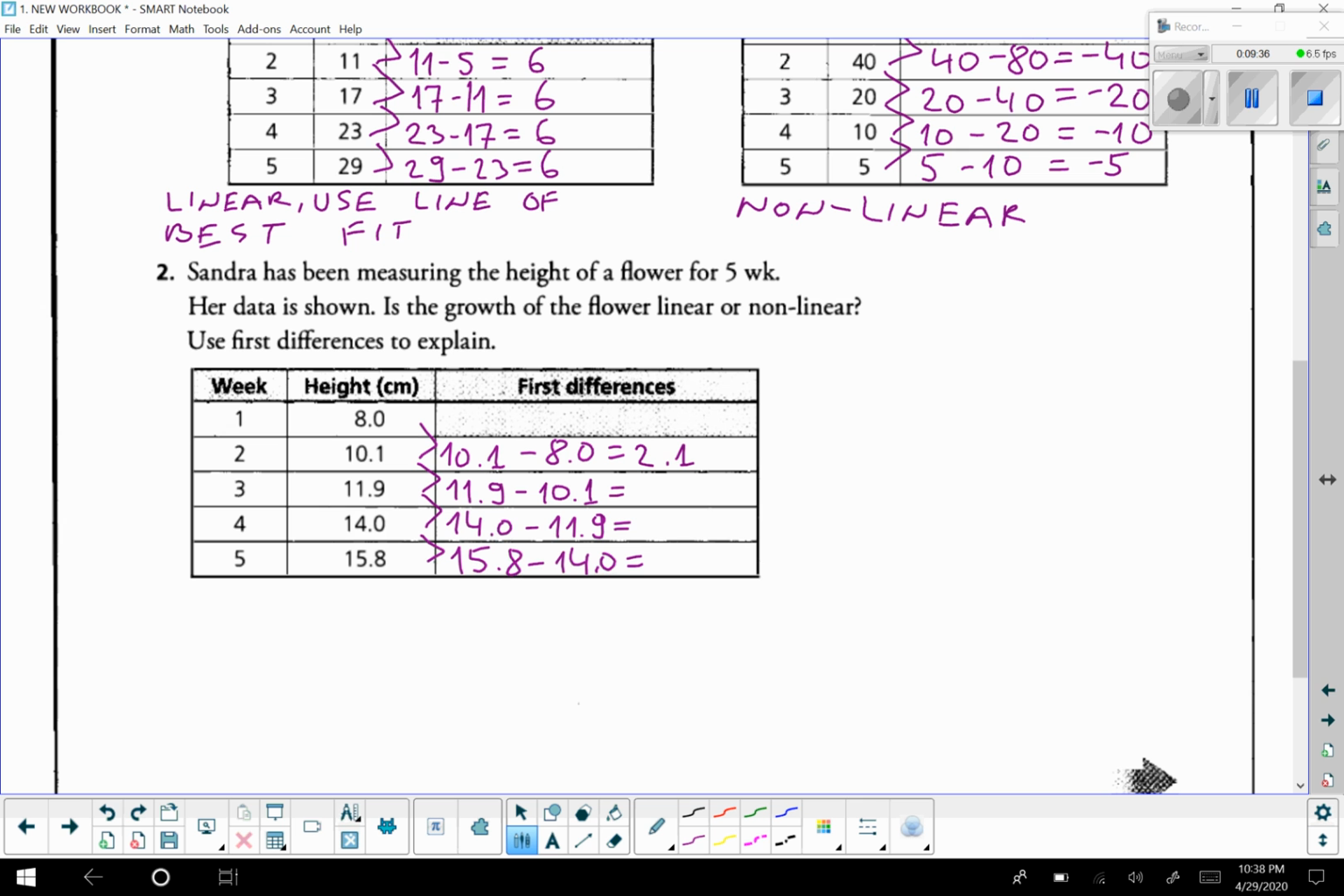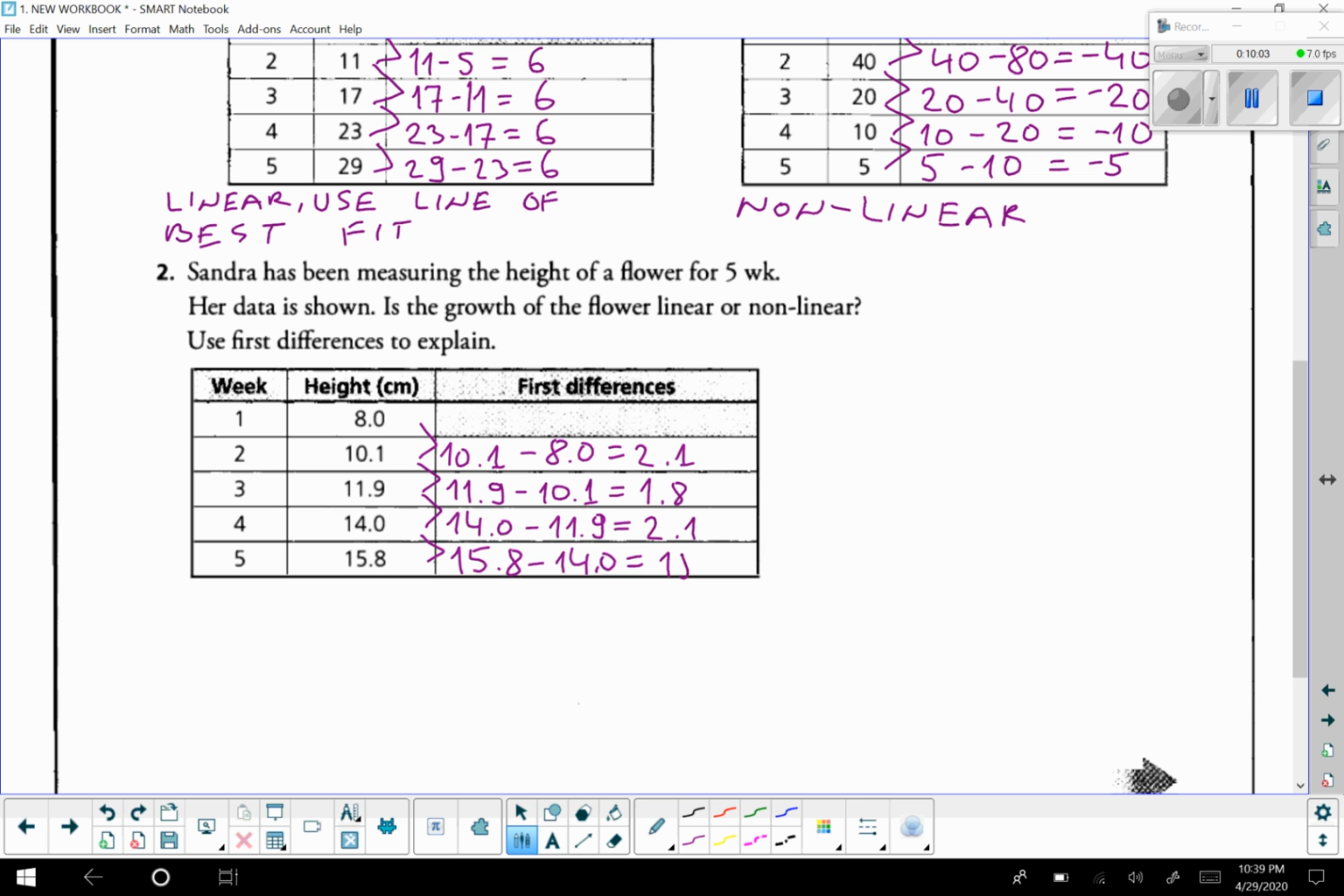2.1. There we go. I find that when I do these videos late at night, my brain is not functioning as well. And 14.0 minus 11.9, 2.1. And I'm guessing the next one's going to be 1.8. 15.8 minus 14. Yes, 1.8.